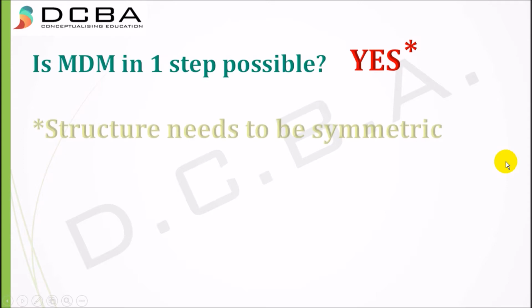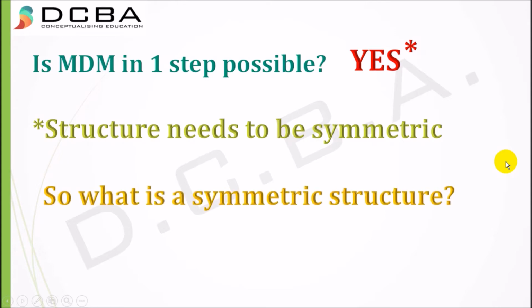Now what are these terms and conditions? There is only one term and condition, that is the structure needs to be symmetric. Now comes the question: what is a symmetric structure? So in the first few minutes of this video we are going to talk about what a symmetric structure is, how to recognize a symmetric structure, and then we are going to start with our actual MDM process.